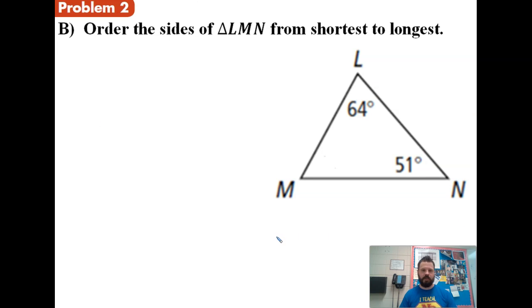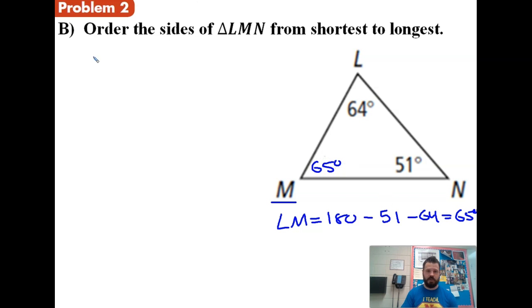All right, same idea for part B. We want to order the sides from shortest to longest. First thing we're going to need to do once again is find the missing angle of the triangle. We can say that angle M is equal to 180, for the sum of all the angles in the triangle, minus the two angles we know, so minus 51, minus 64. That'll give us 65 degrees. And then we can go shortest to longest.